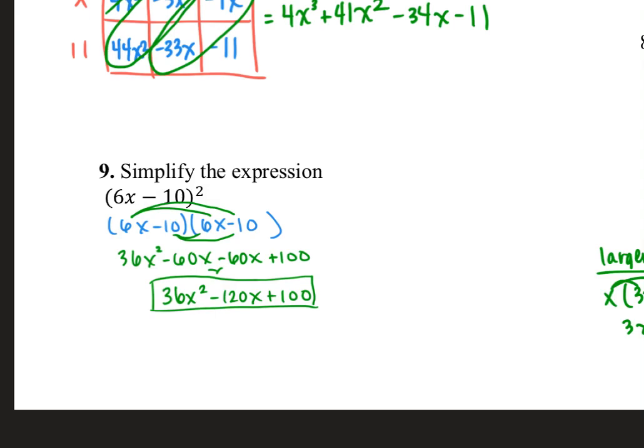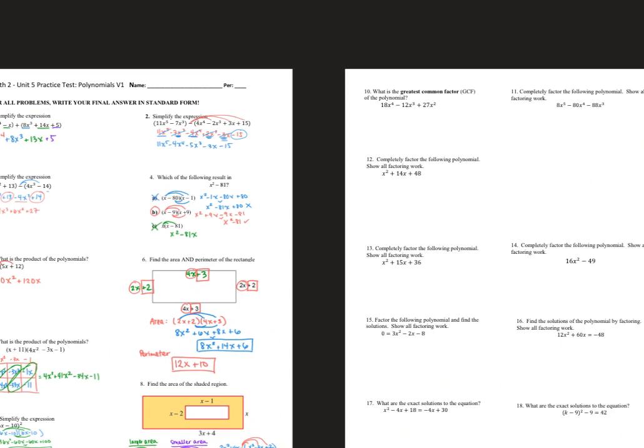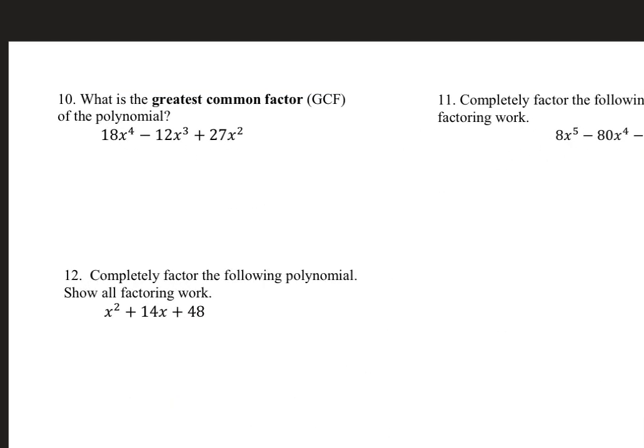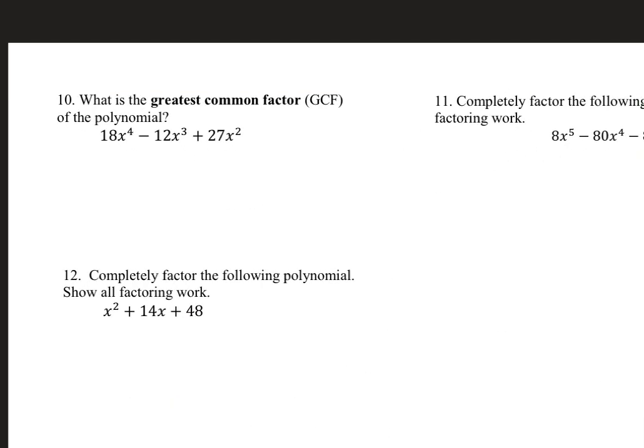All right, the next problem is number 10. It says, what is the greatest common factor for the polynomial? So to determine the greatest common factor, remember if you can't look at it and see, what you should do is list out all the factors of each term. So starting with 18: 1 and 18, 2 and 9, 3 and 6. And then we're going to list the factors of 12: 1 and 12, 2 and 6, 3 and 4. And then of 27: 1 and 27, 3 and 9.